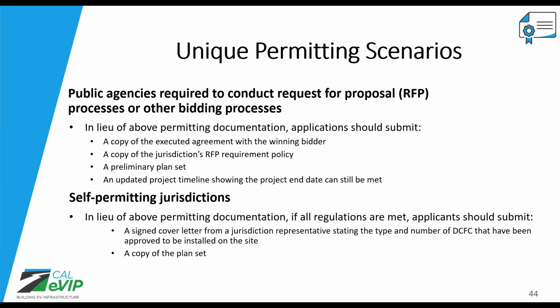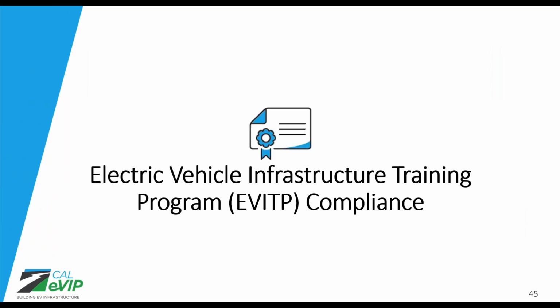Alternatively, if you're in a self-permitting jurisdiction, instead of the permitting documentation, we are going to ask for a signed letter from a jurisdiction representative showing the scope of work has been approved at the installation site. We're also going to need a copy of the plan set. If you are operating in a unique permitting scenario, we highly encourage you to review your documents with CSE staff prior to submitting your application.